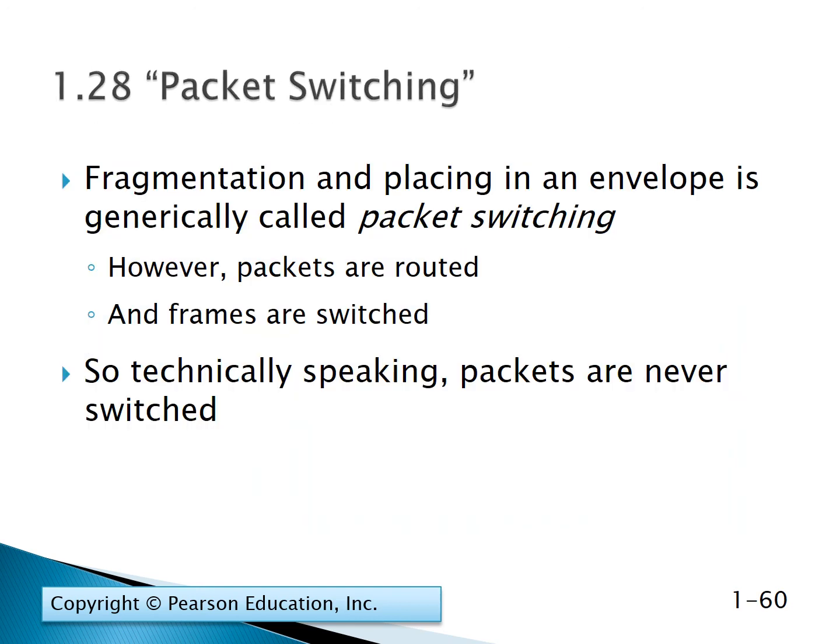The process of fragmentation and placing a message in an envelope is generically called packet switching, which is a rather common term in networking. Some of you might have heard of that. However, as we have seen in the previous slides, frames are switched in the second layer, and packets are routed in the third layer. So technically speaking, packets are never switched. We should call it packet routing or frame switching. But somehow this term, packet switching, has become quite common, so people have been using it.